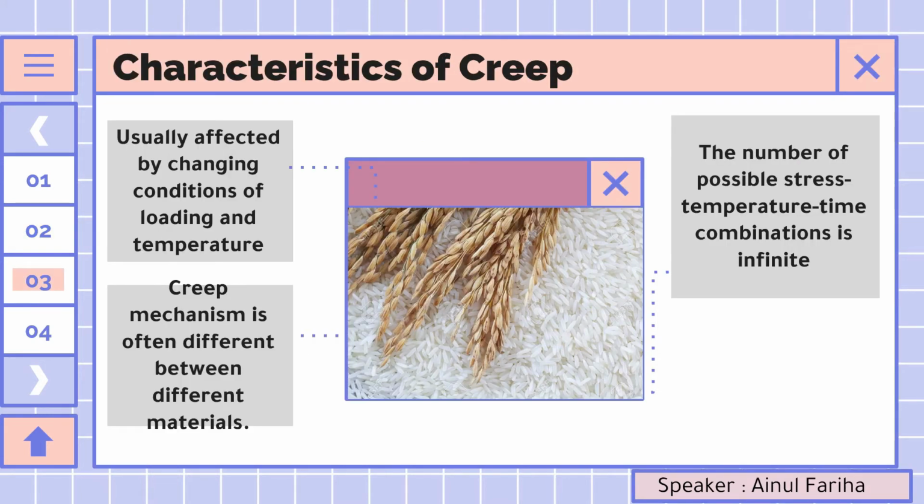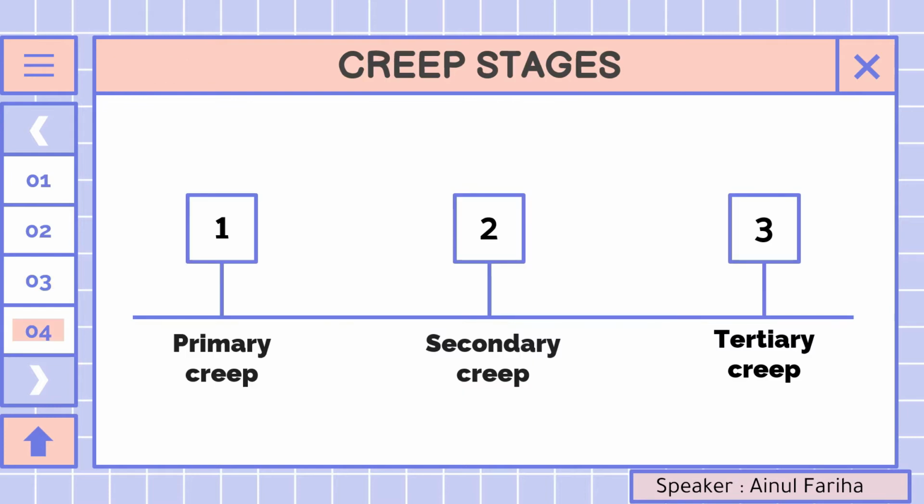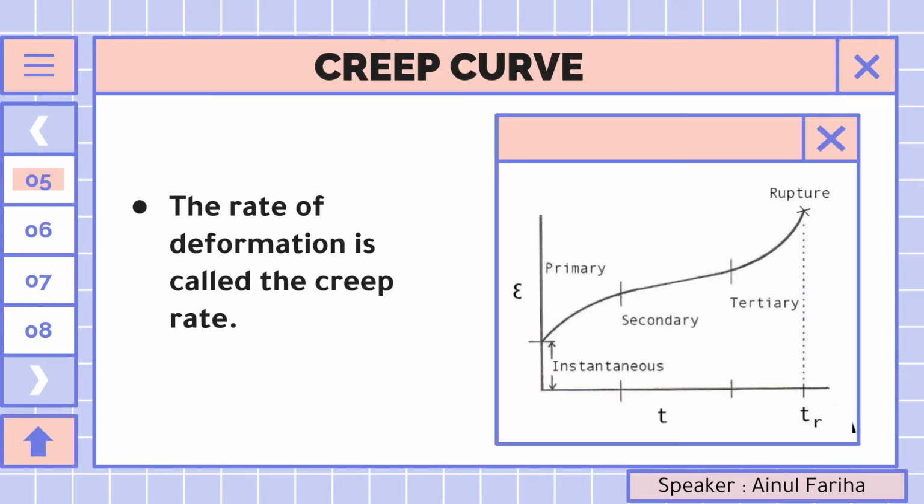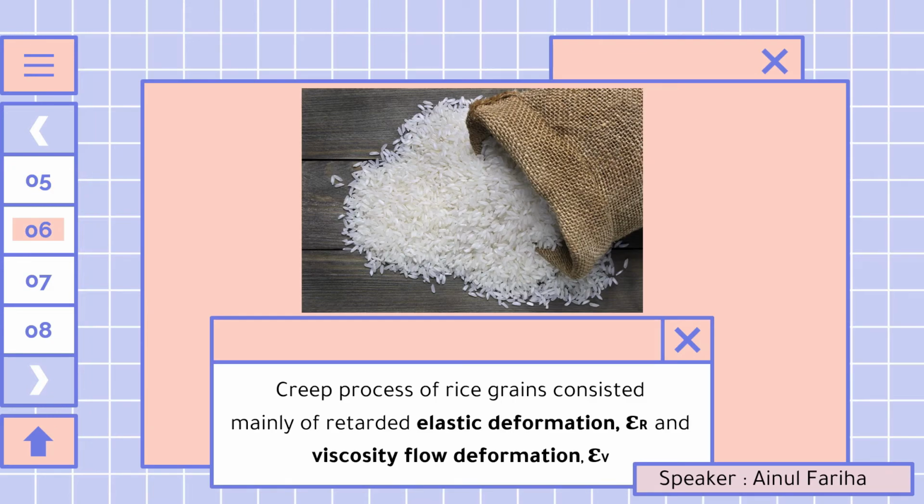There are three characteristics of creep. First, it is usually affected by changing conditions of loading and temperature. Second, creep mechanism is often different between different materials. And lastly, the number of possible stress, temperature, time combinations is infinite. There are three creep stages, which are primary creep, secondary creep, and tertiary creep. The rate of deformation is called the creep rate. The creep process of rice grains consisted mainly of retarded elastic deformation and viscous flow deformation.